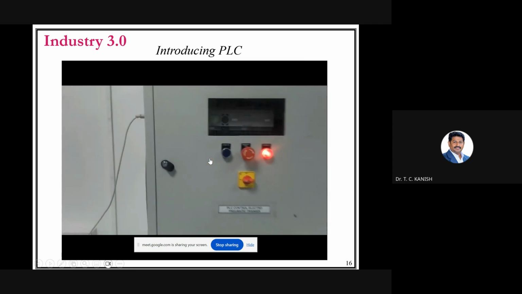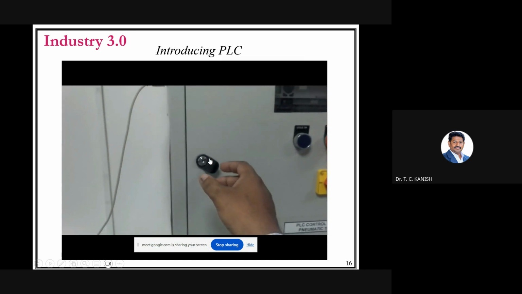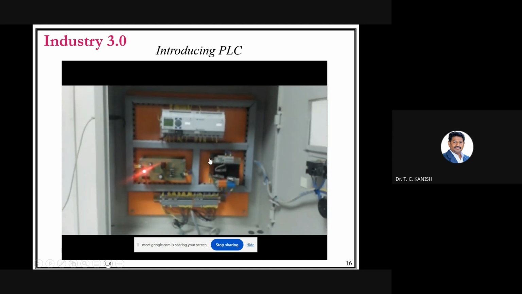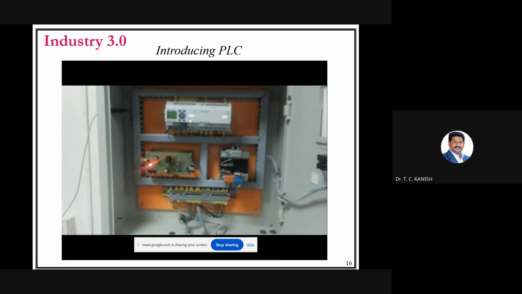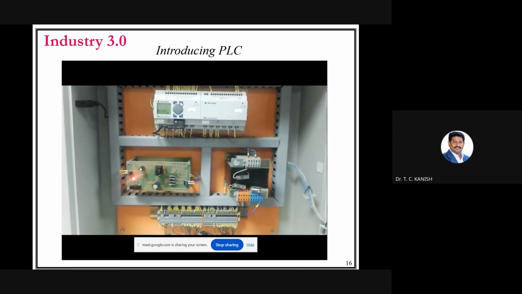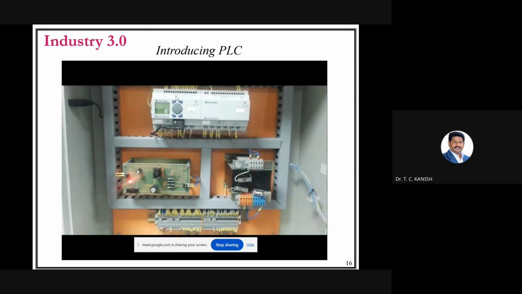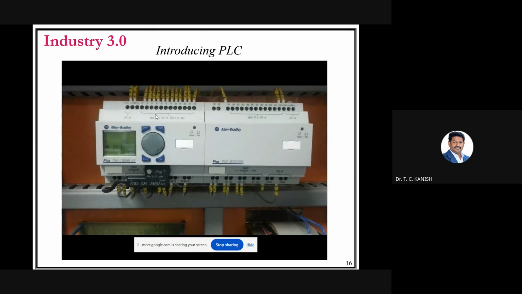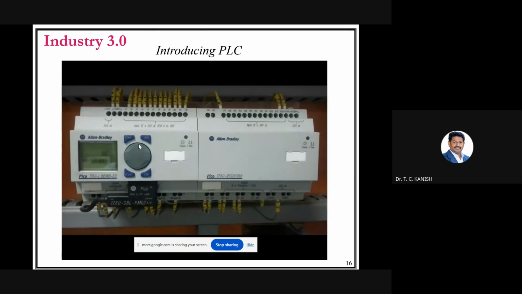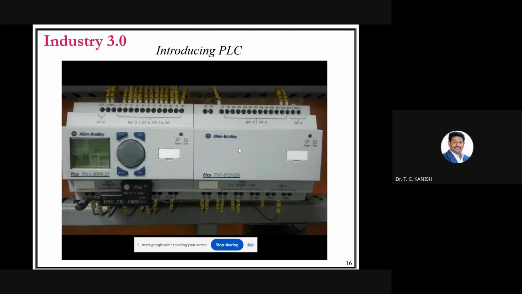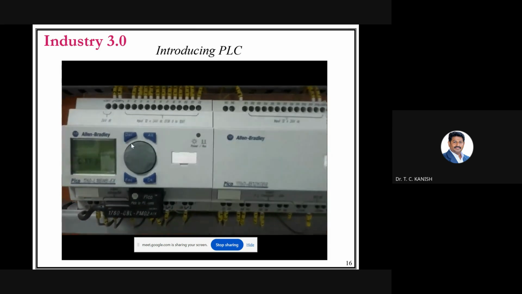When you open this, you can see the white colored part here, this is a PLC. Here a lot of inputs are available and outputs are available at the bottom. So 12 inputs will be there, and divided by 2, 6 outputs will be there. This is the extension part, and this is the main part, the PLC part.